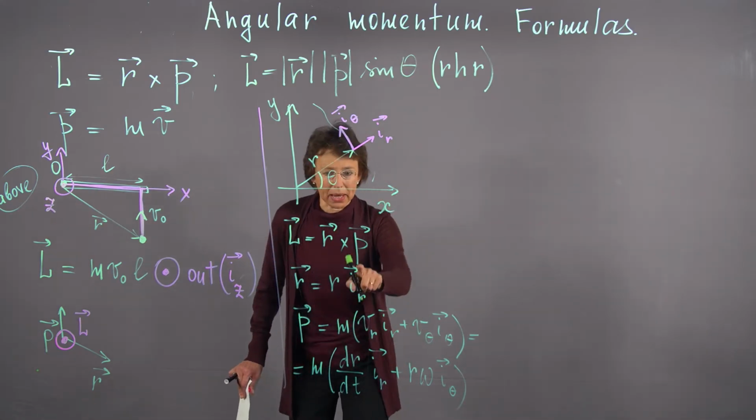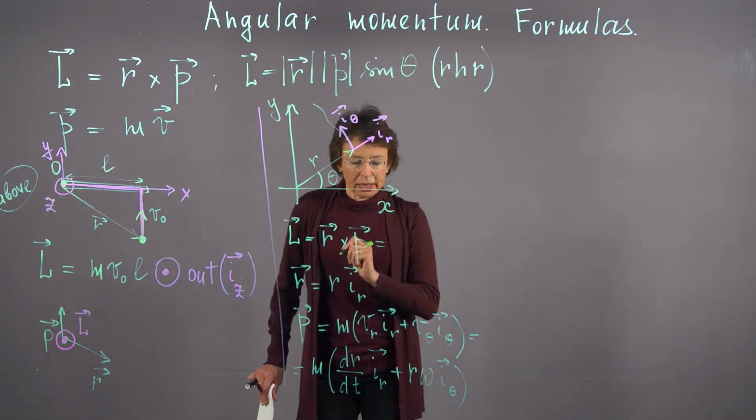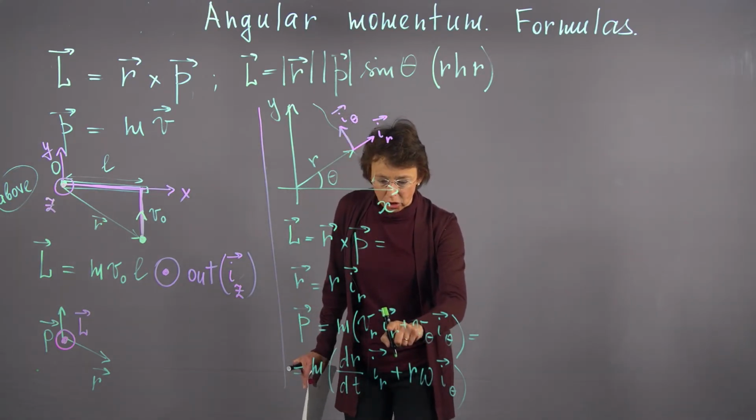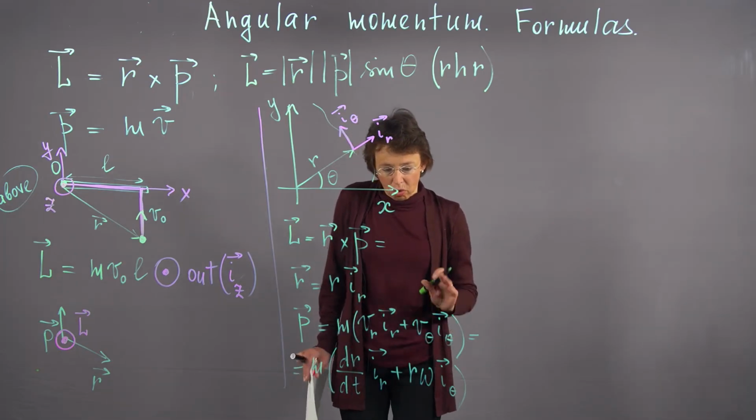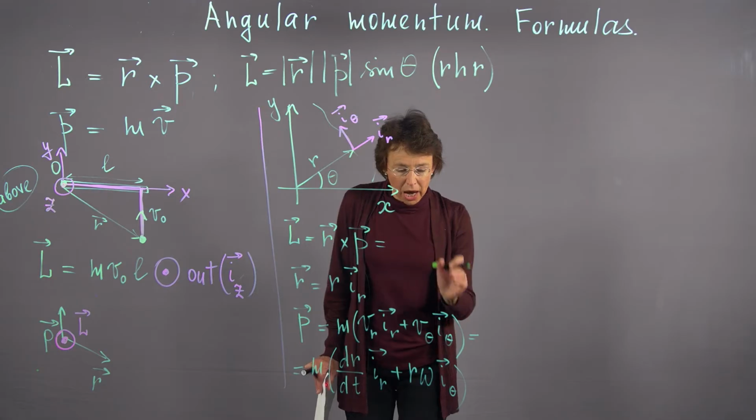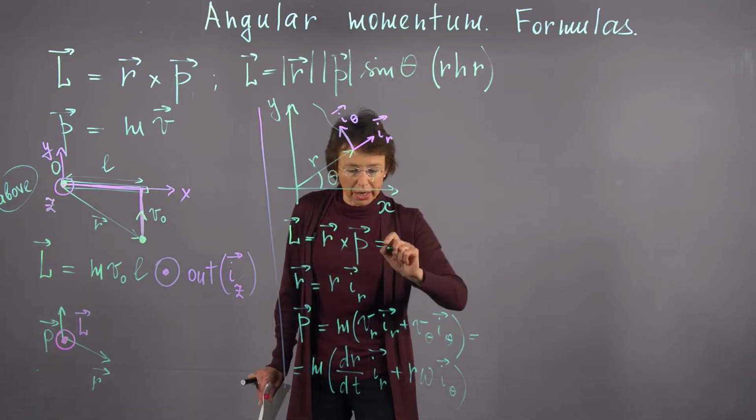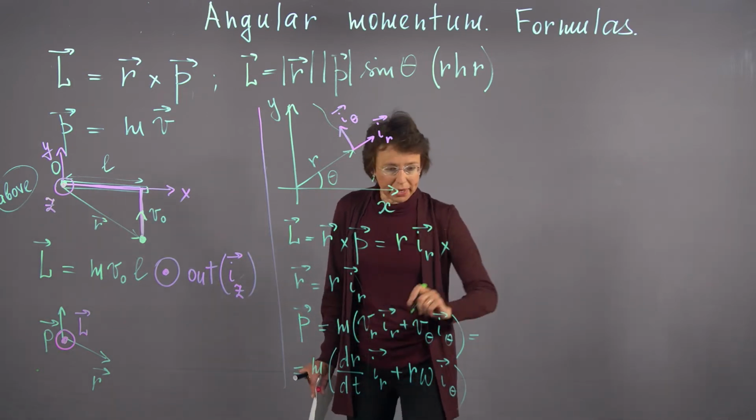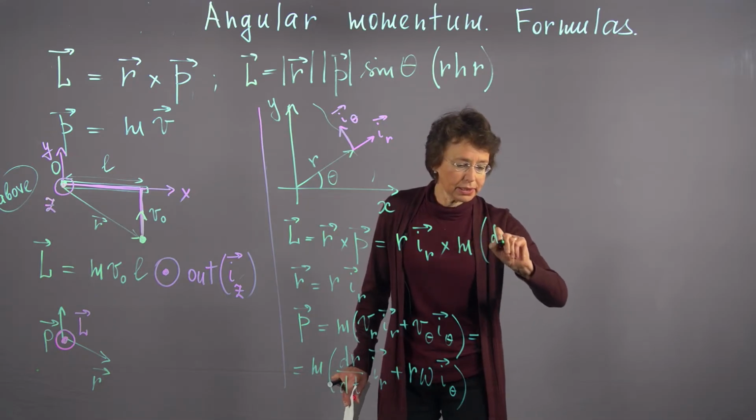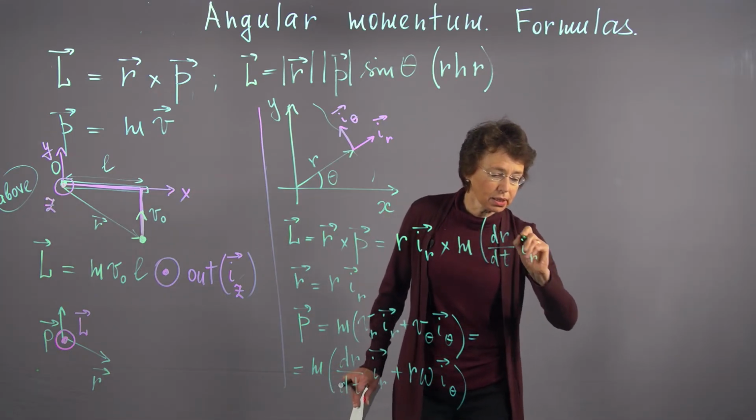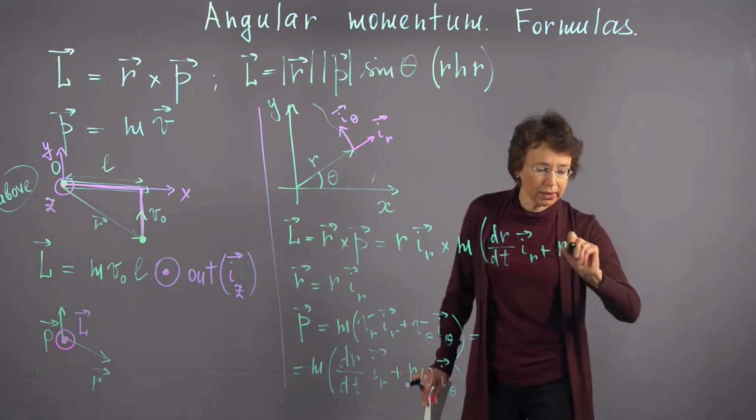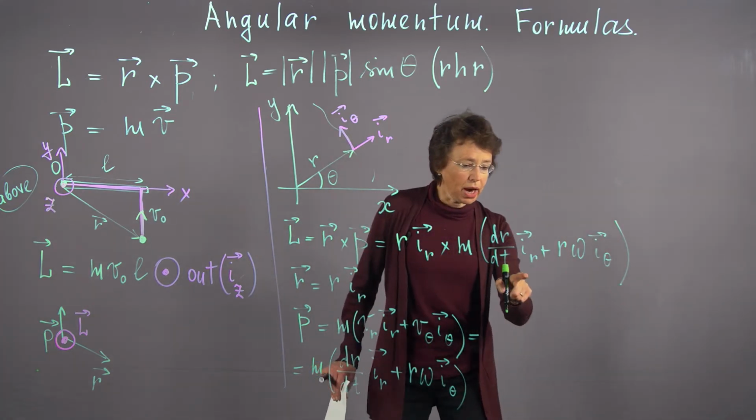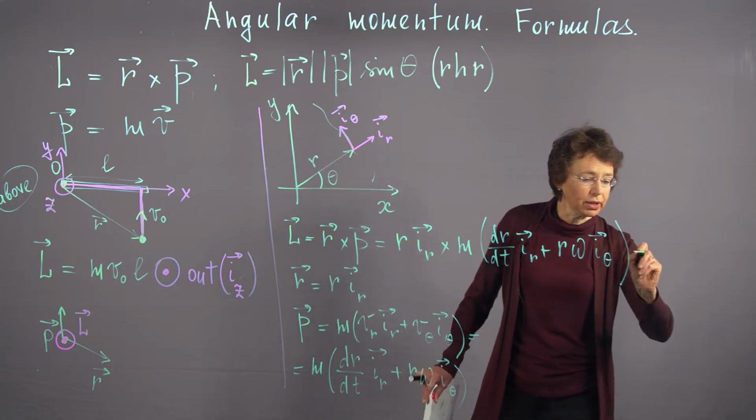Now I bring p, r and p back here. Remember that we are looking for perpendicular components. So i_r cross i_r will give me 0. All I'm interested in is i_r cross i_theta or i_theta cross i_r. So r is r i_r, cross product p, which is m times dr/dt i_r plus r omega i_theta. i_r cross i_r is 0. i_r cross i_theta is not 0.